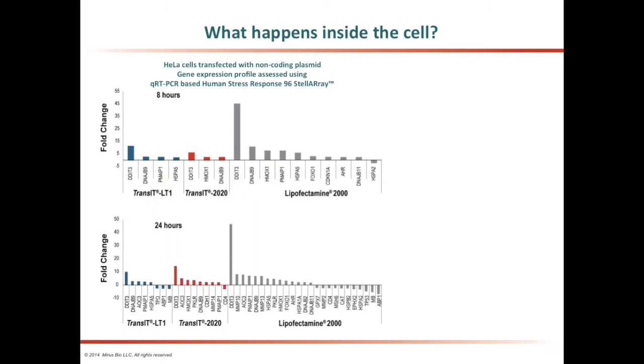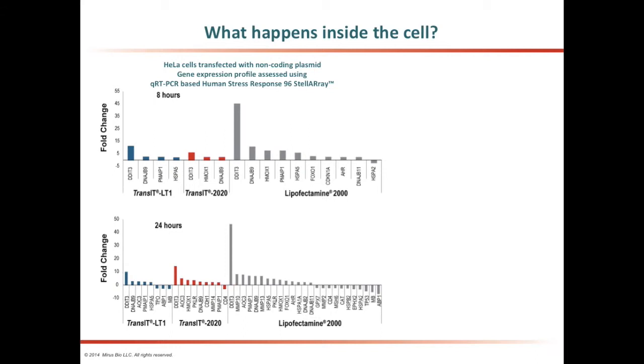We wanted to understand more mechanistic details about toxicity beyond the general effects on morphology, viability, and transfection efficiency. In order to investigate this process, we utilized a stress response array to look at changes in gene expression following transfection. Here, a non-coding plasmid was delivered to HeLa cells with the same reagents, either Transit LT1, Transit 2020, or lipofectamine 2000. And then we performed a qPCR-based assay to measure mRNA levels of 84 key genes involved in cytotoxicity at 8 and 24 hours post-transfection. The results were normalized to cells treated with only plasmid DNA.